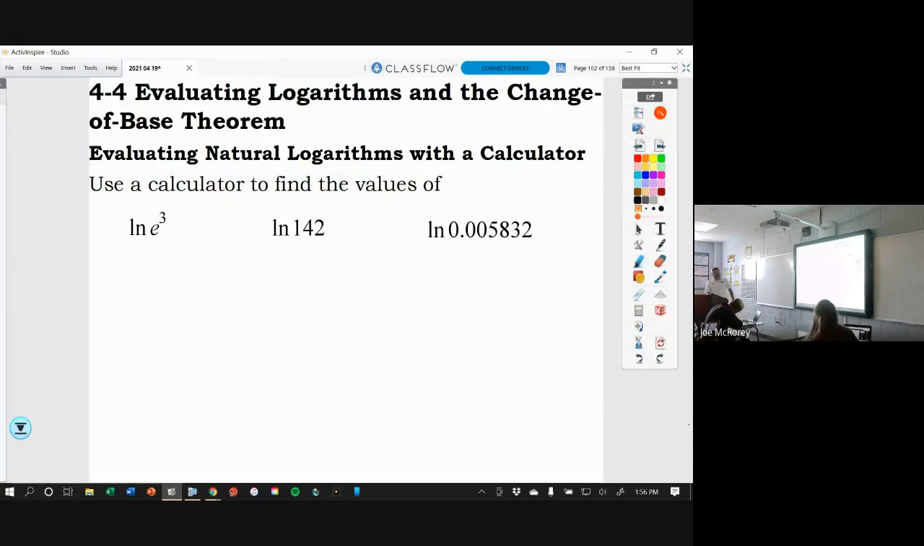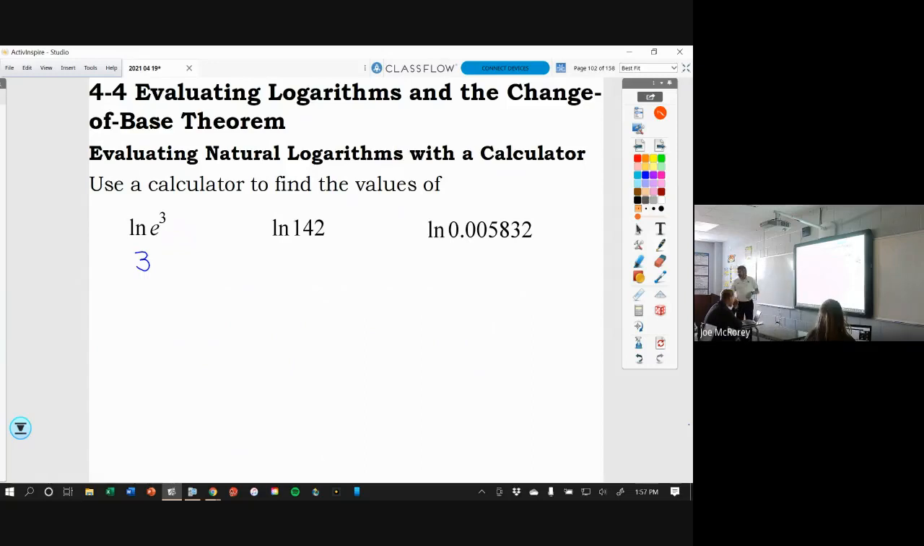Okay, no calculator. Look up at the front. I want to know what is the natural log of E cubed without using a calculator. Guys, every single property that we talked about for logarithms is true for natural logs because a natural log is a log. It just has a base of E. The answer is 3. What do you do with the exponent? Move it to the front. What's the natural log of E? 1, because it's log base E of E. So it's just multiplied by 1. So it's 3 times 1, which is 3.